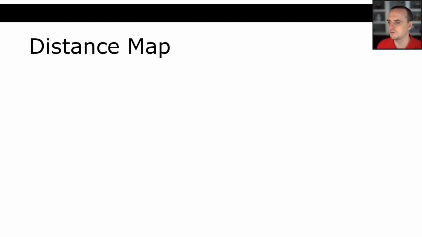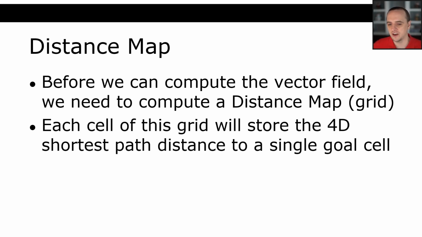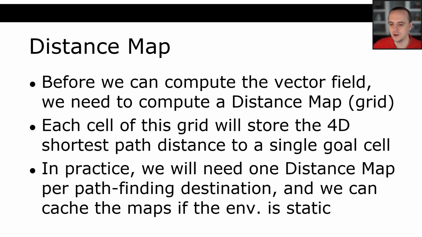So let's look in more detail again. I know you're probably smart enough to go out and implement this, but I want to have more detailed notes for you. So before we compute the vector field, we need to compute that distance map, right? So that's that grid that we showed you. Each cell of that grid will store the 4-directional shortest path distance to a single goal cell. So in practice, we are going to need one distance map per pathfinding destination, or per goal. And we can cache those maps if necessary.